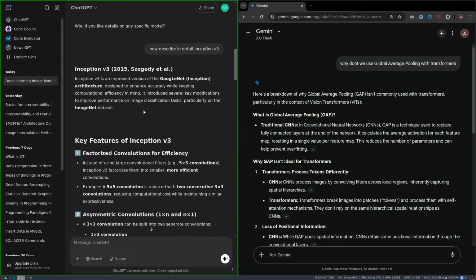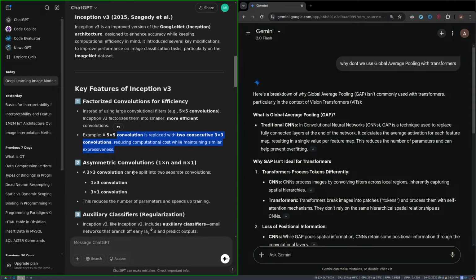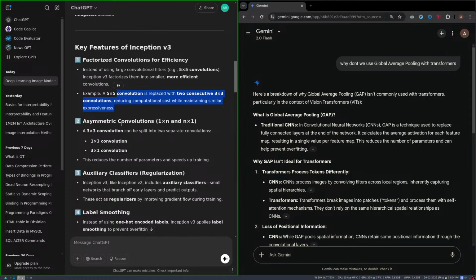Okay, Inception V3 is an improved version of that. Key features: factorized convolution for efficiency. Instead of using large convolutions, V3 factors them into smaller, more efficient convolutions. 5x5 is replaced with two consecutive 3x3, reducing computational cost while maintaining similar expressiveness. Asymmetric convolution: a 3x3 convolution can be split into a 1x3 convolution followed by a 3x1 convolution. This reduces the number of parameters and speeds up training.